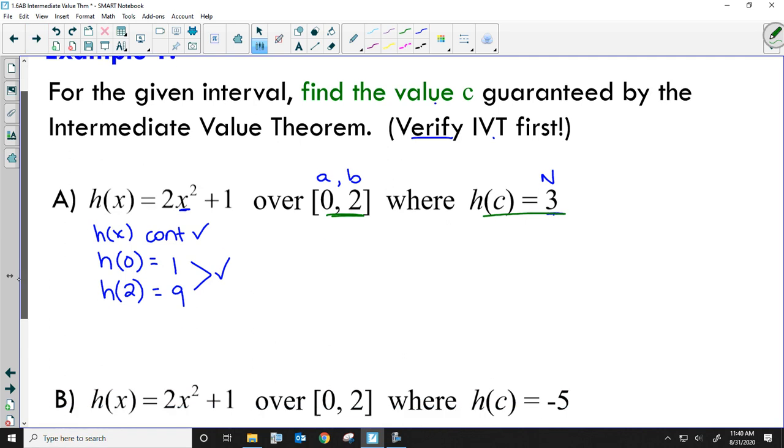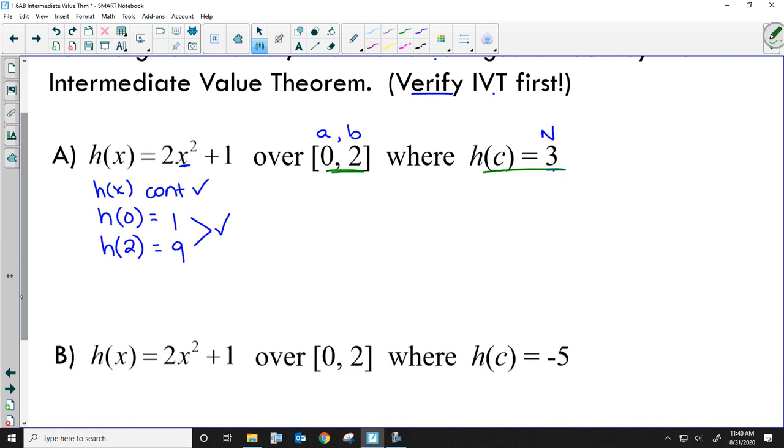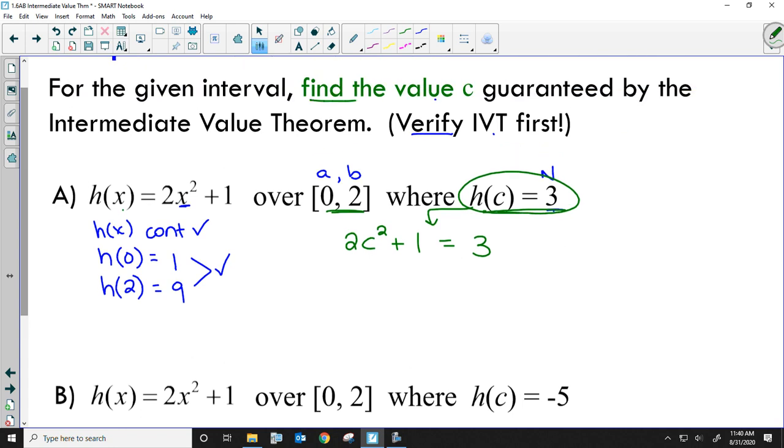Okay, so now how to find that c value? Well, I'm literally going to take this statement. So h of c, you're going to take your h of x, but just plug c in as the input, and you're going to set it equal to 3. That's all. And then we're going to solve that for c. We want to find c, right? That was our find the value c. So I'm going to subtract 1, divide by 2, and take the square root of both sides. Now, when I take the square root of both sides, I get two solutions, -1 and +1.